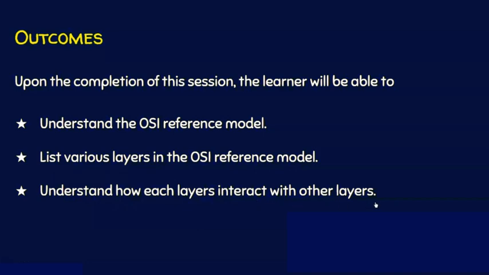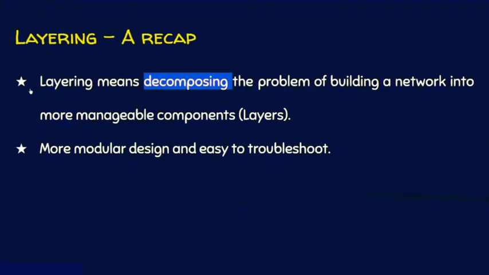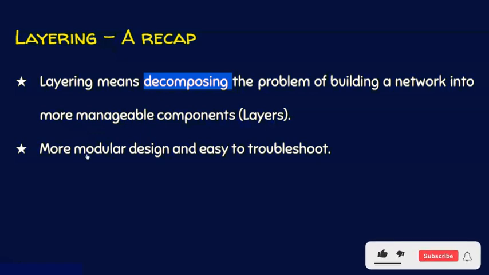layers. Before we start, we will see what is layering again. Layering means decomposing the problem of building a computer network into more manageable components, and we call these manageable components layers. So the problem of building a computer network is a big one, so we are decomposing that into smaller ones, which we call layers. We have two benefits. One, it provides modular design, and number two, it is easy to troubleshoot.